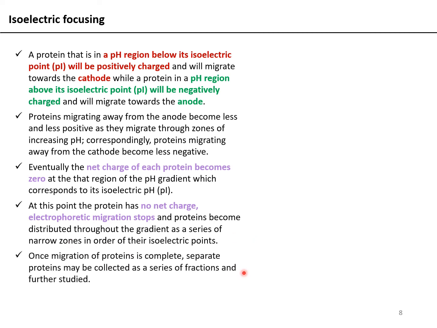Now, once migration of proteins is complete, the separate proteins may be collected as a series of fractions, or they can be used for further studies, as we will discuss later. Isoelectric focusing can resolve proteins that differ in pI value by as little as 0.01. So as you can see, the resolution or the resolving power of this particular method is pretty high.